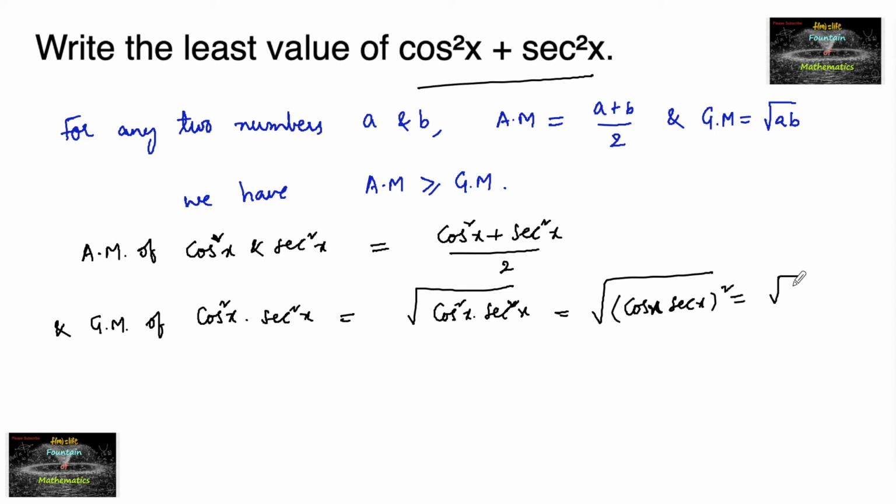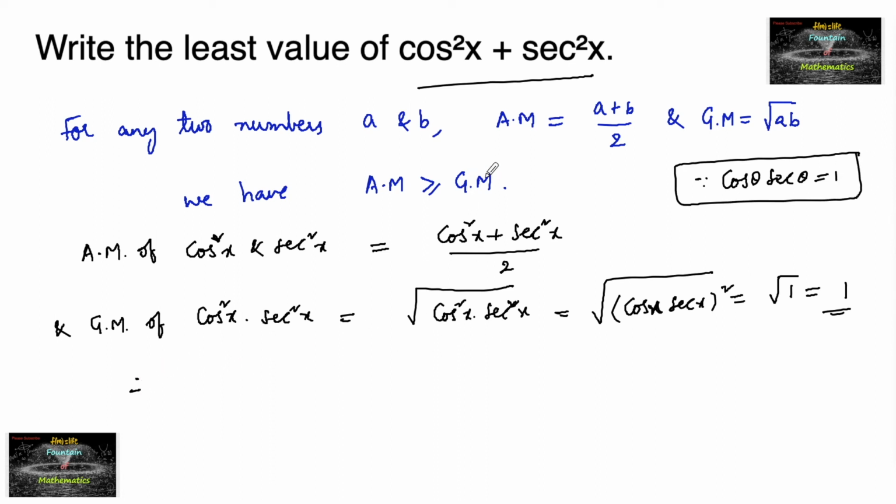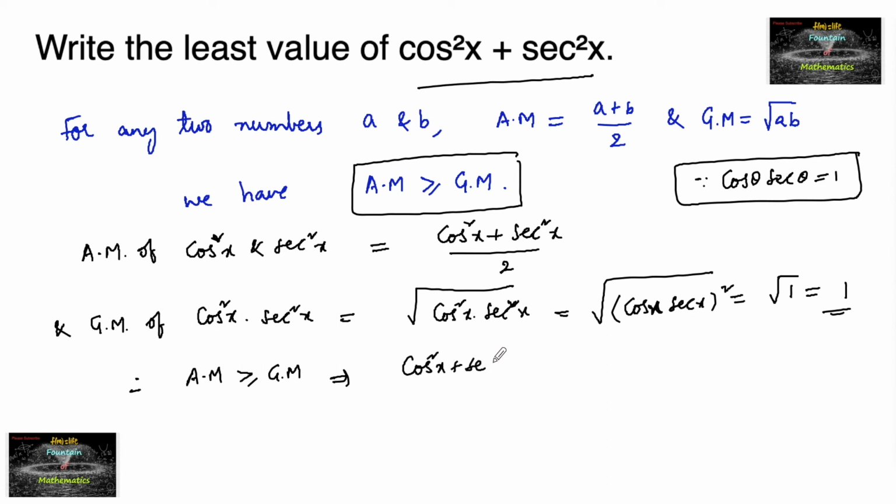So the square root of 1 is equal to 1, since we know that cos theta into secant theta is equal to 1. Therefore, applying the concept arithmetic mean is greater than or equal to geometric mean, we have (cos square x plus secant square x) upon 2 is greater than or equal to 1, or we can write cos square x plus secant square x is greater than or equal to 2.